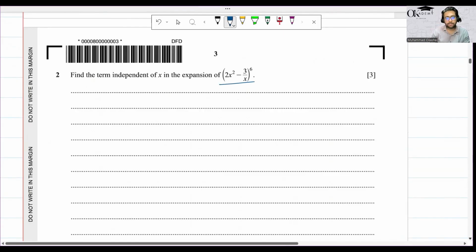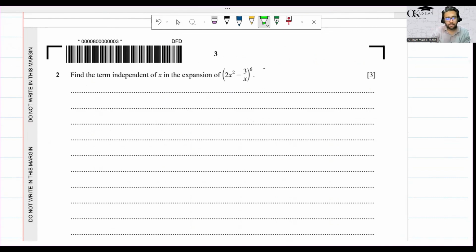So we have this expansion, and when we say the term independent of x, what we really mean is a term that is x to the power of 0, right? Now, I'm not going to open the entire expansion because this is going to be too big of a task. I'll use the formula for a general term. You can find this formula in your formula sheet. T r plus 1 equals n C r, a to the power n minus r, b to the power of r.